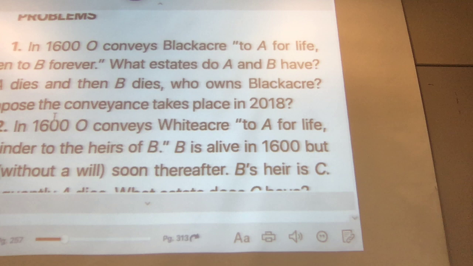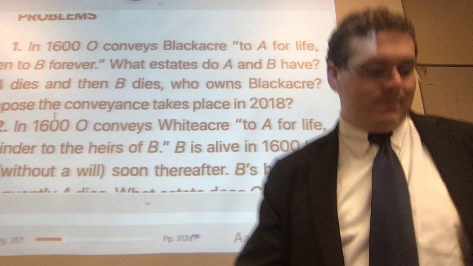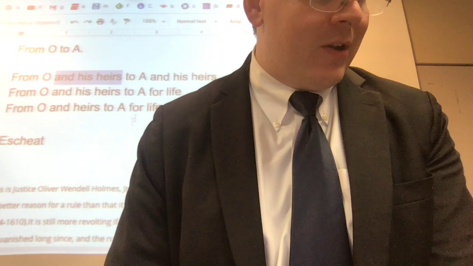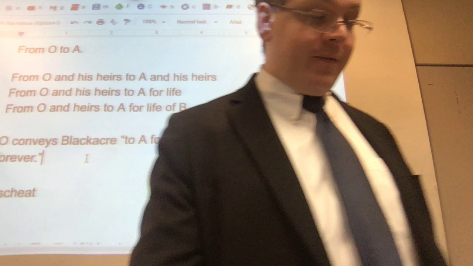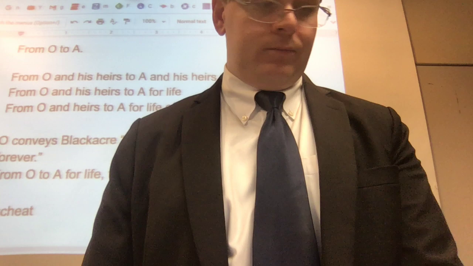So this is similar to what Doug asked, right? It says, O conveys Blackacre to A for life, then to B forever. Let me just copy this and put it here so we have it in our list of things we're thinking about. O conveys Blackacre to A for life, then to B forever. Let's say it a little differently. We say from O to A for life, then to B forever.